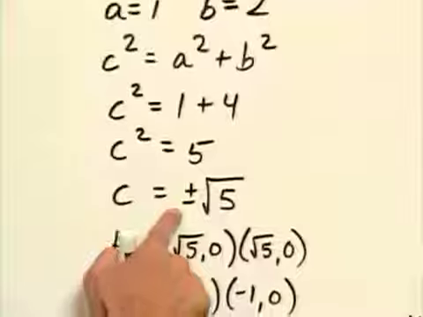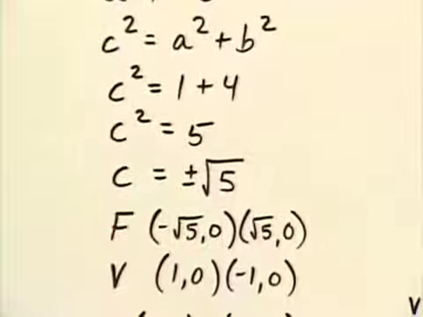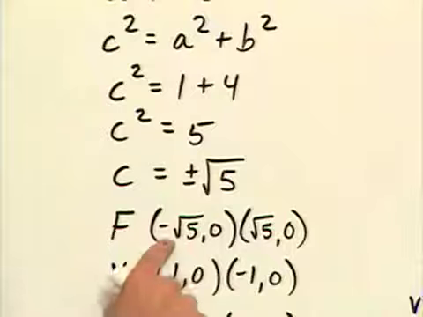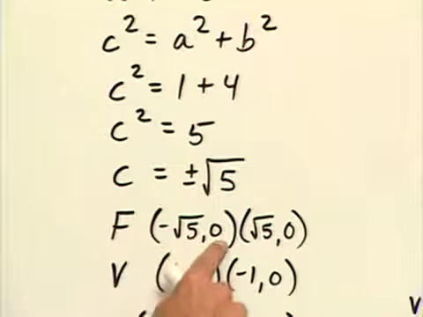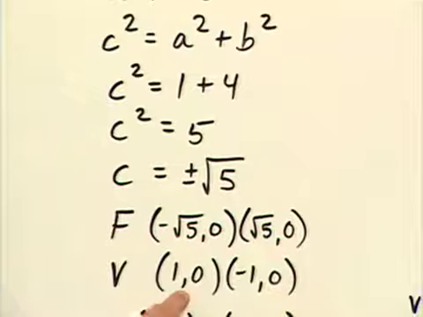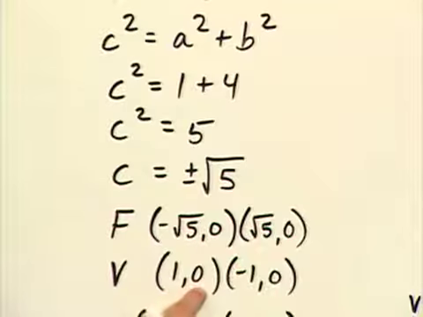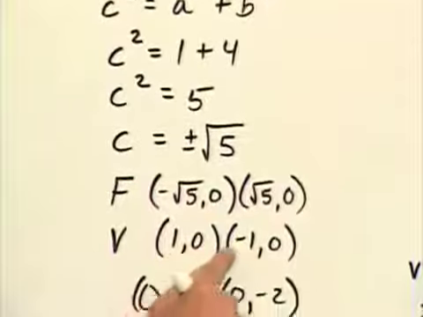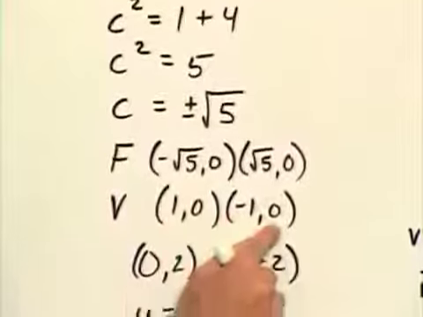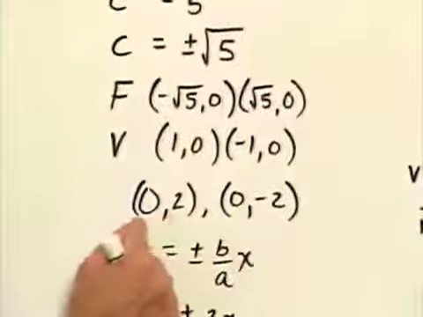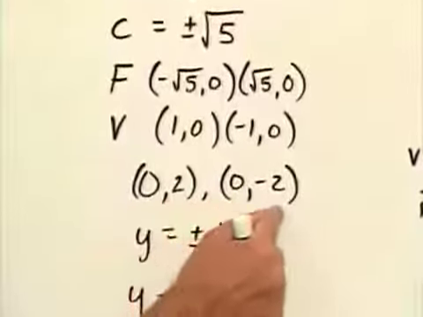Now since the foci lie along the transverse axis like our vertices, we know that our foci will be negative square root of 5, 0, and square root of 5, 0. And also our vertices, which will be a comma 0 and negative a comma 0, we'll get 1, 0 and negative 1, 0. Now these two other points here we get from b. We do 0, b and 0, negative b.